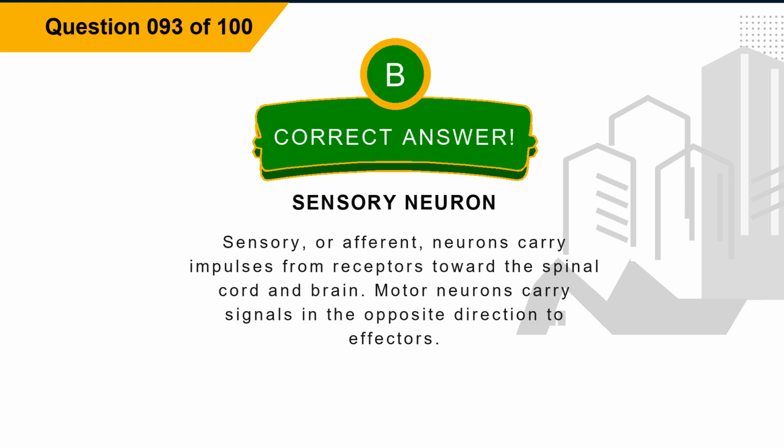Sensory neuron. Explanation: sensory, or afferent, neurons carry impulses from receptors toward the spinal cord and brain. Motor neurons carry signals in the opposite direction to effectors.